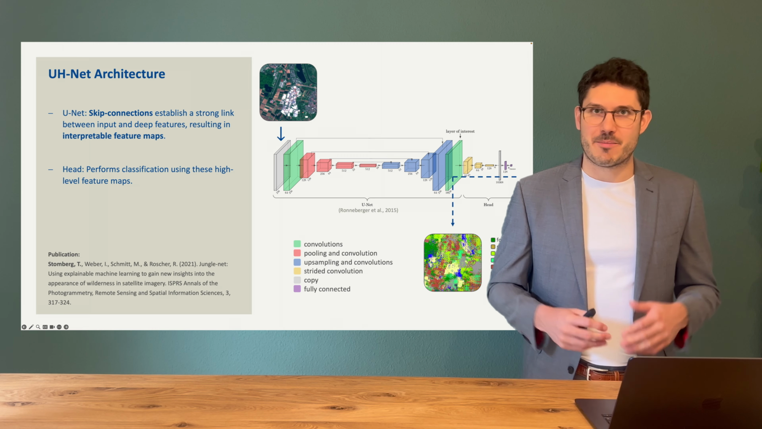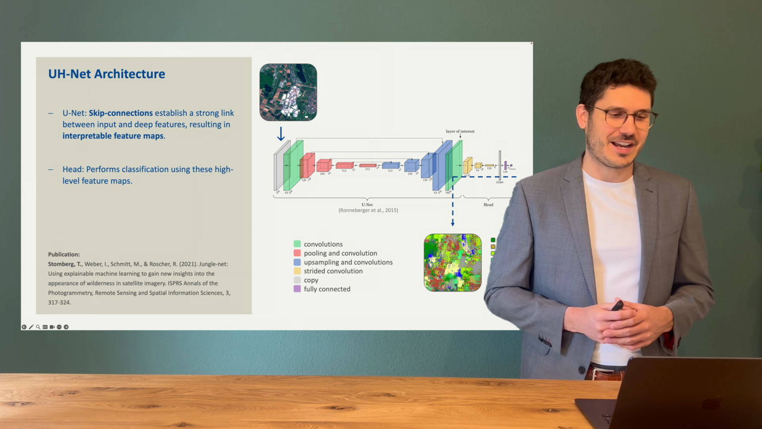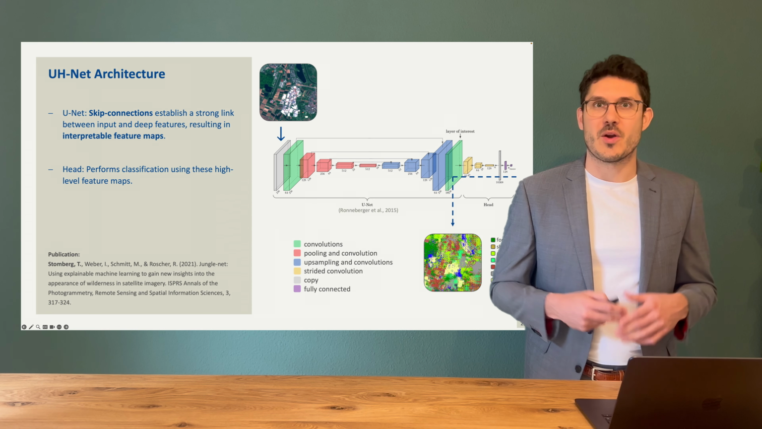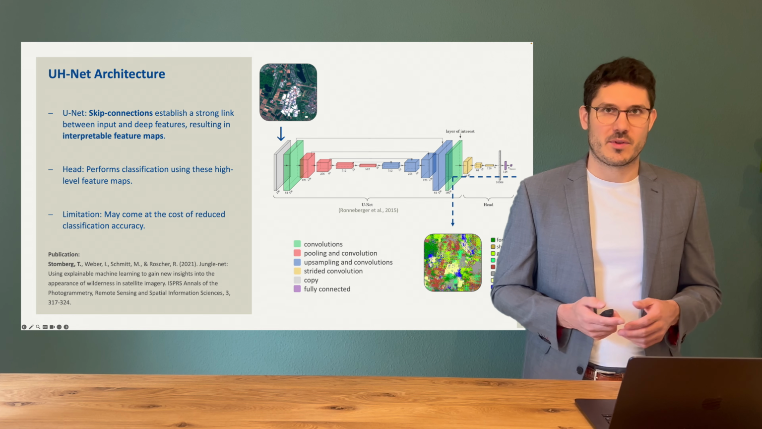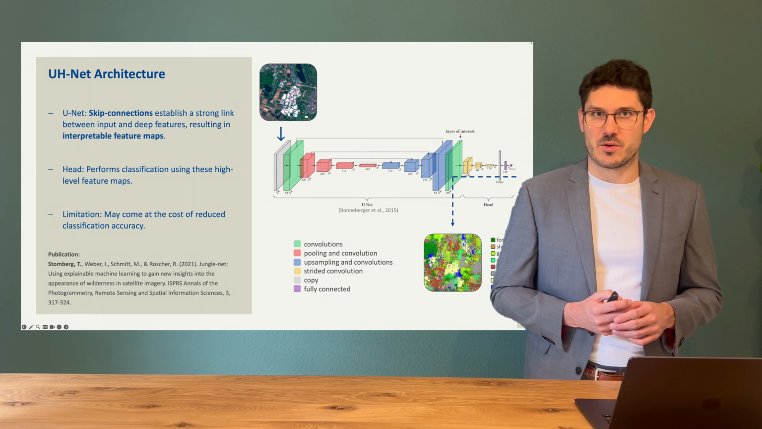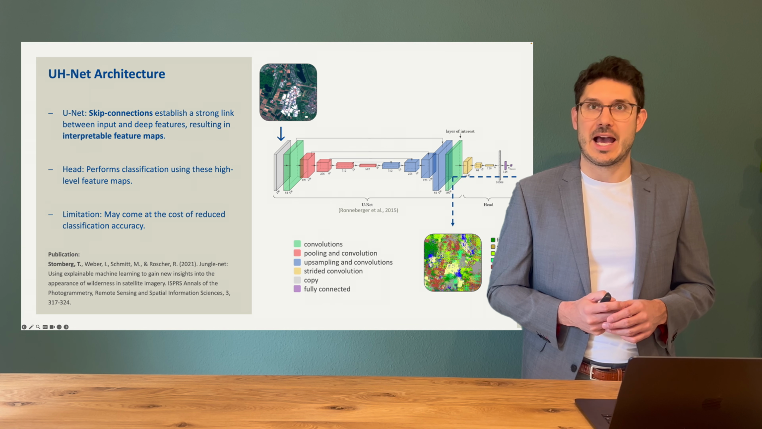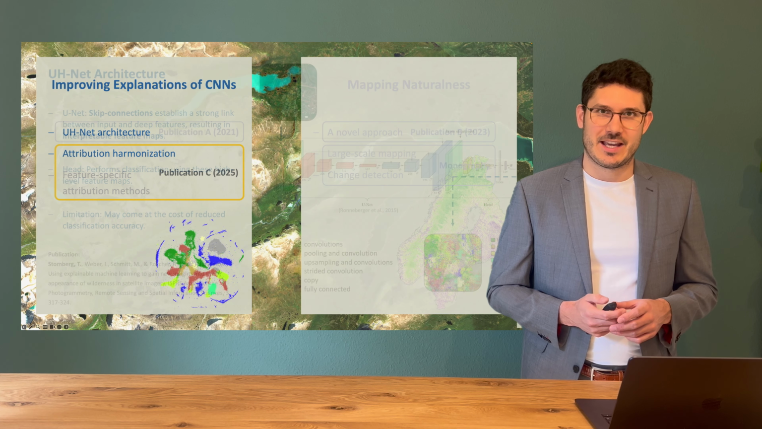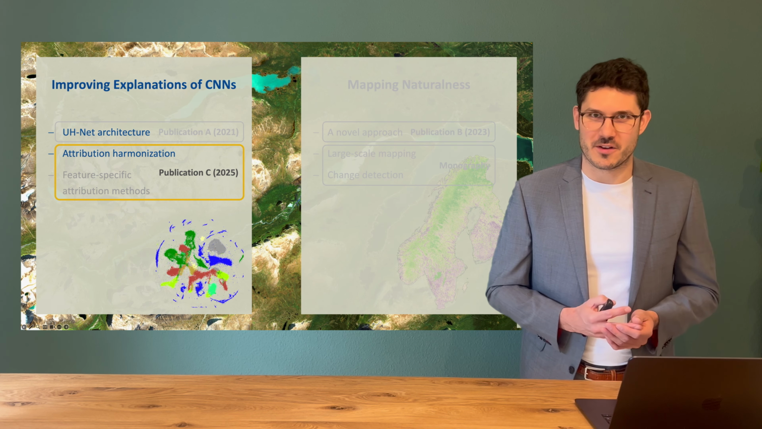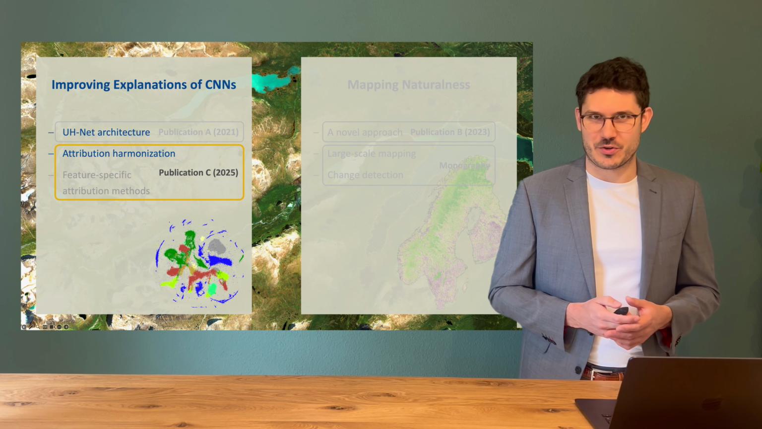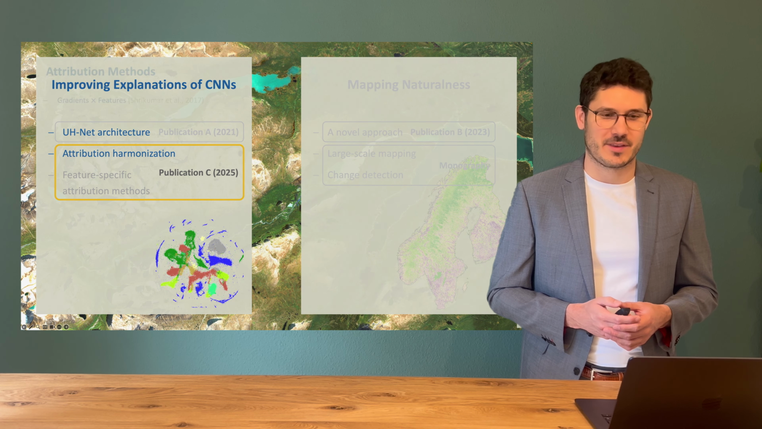And we have published this idea of this architecture in 2021. The UHNet architecture comes with a limitation, and that is that it may come at the cost of reduced classification accuracy under certain circumstances. And with that, I would like to continue with the second part of this talk, attribution harmonization.